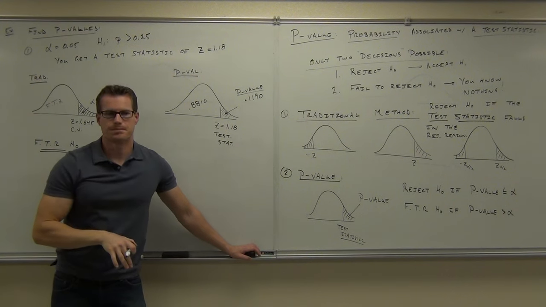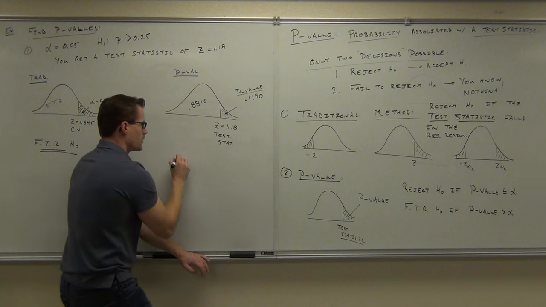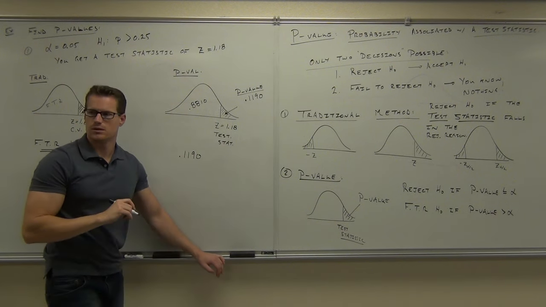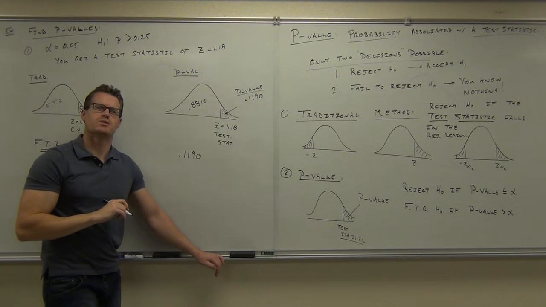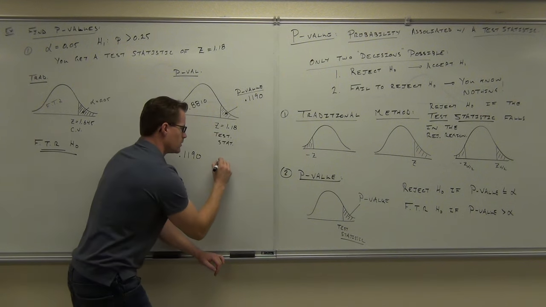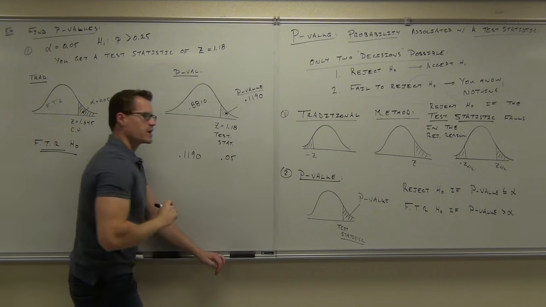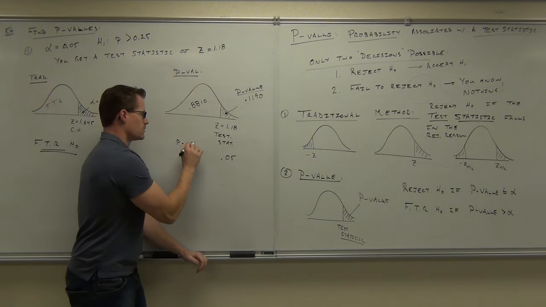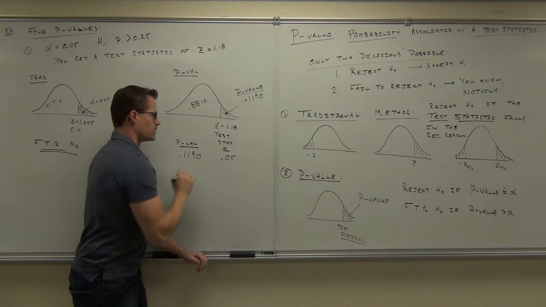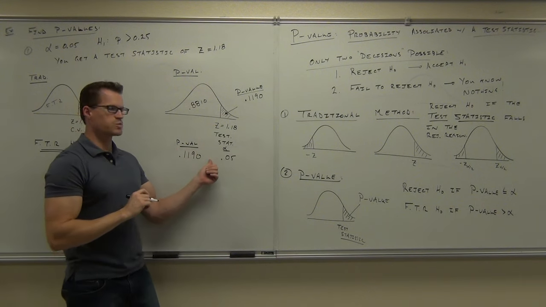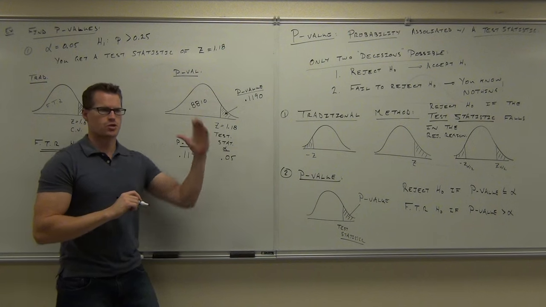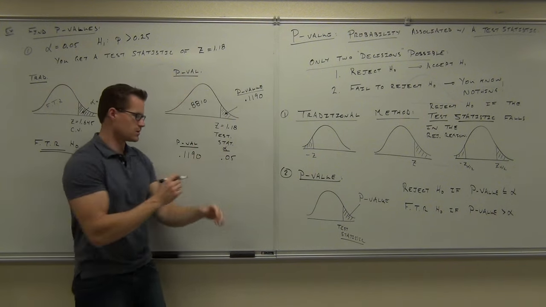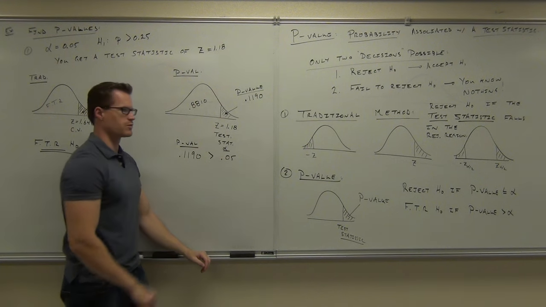Now, here's what you do with it. You compare your p-value to your alpha. What's your alpha? It should be on the board. All you have to do is put the right symbol between them. This is your p-value. This is your alpha. Which one's bigger? So do I have greater than, or do I have less than? I have greater than.